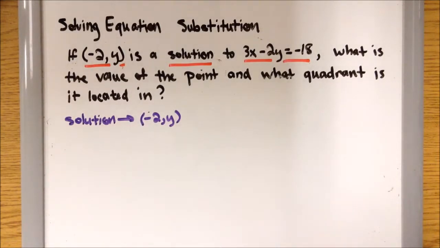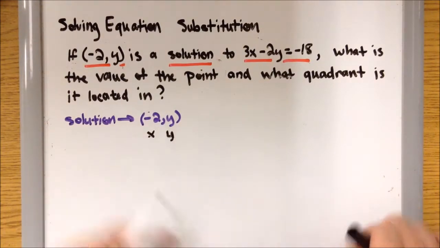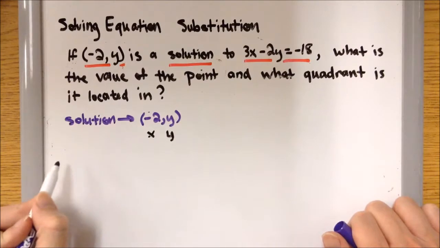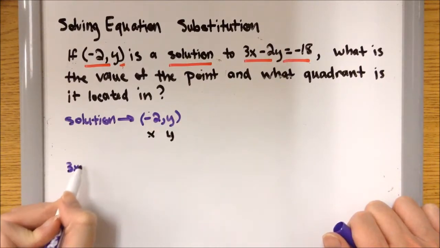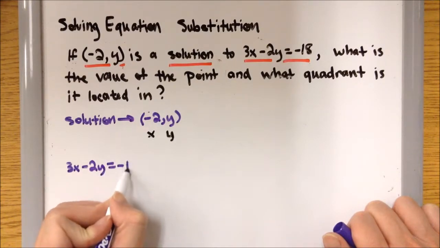Since it's a coordinate point, we always know that it has an x and a y. The one thing we do know is that this is our x and this is our y. y is unknown, but we know the value of our x. It's a solution to 3x - 2y = -18, so I'm going to write that right here: 3x - 2y = -18.